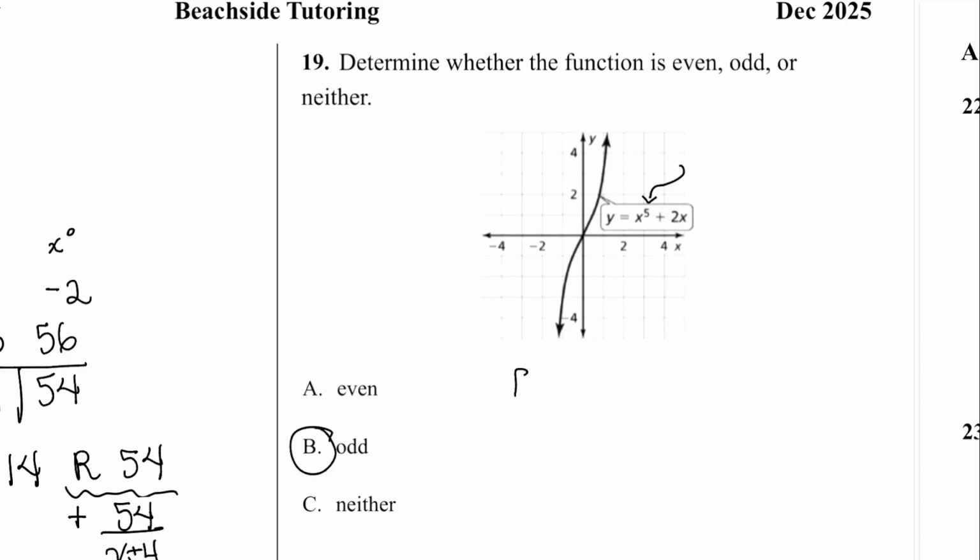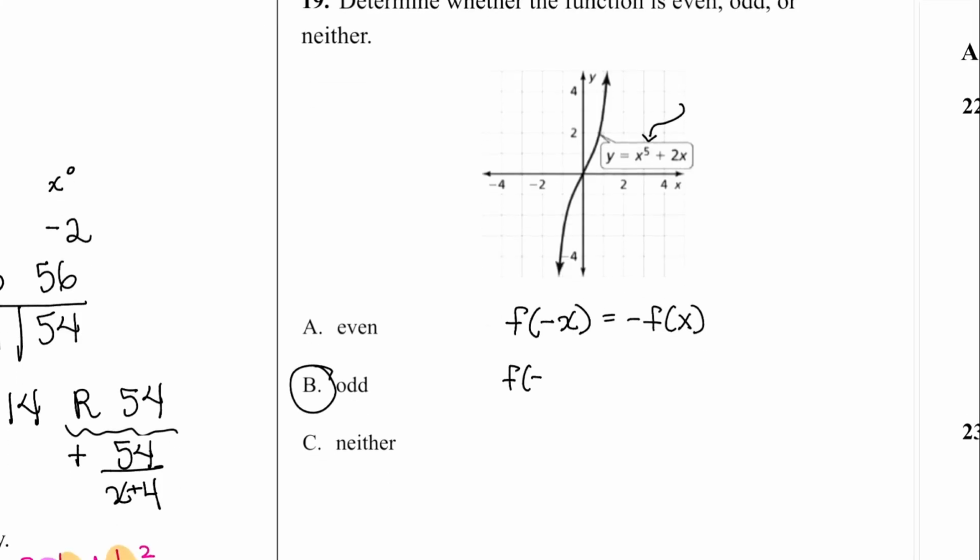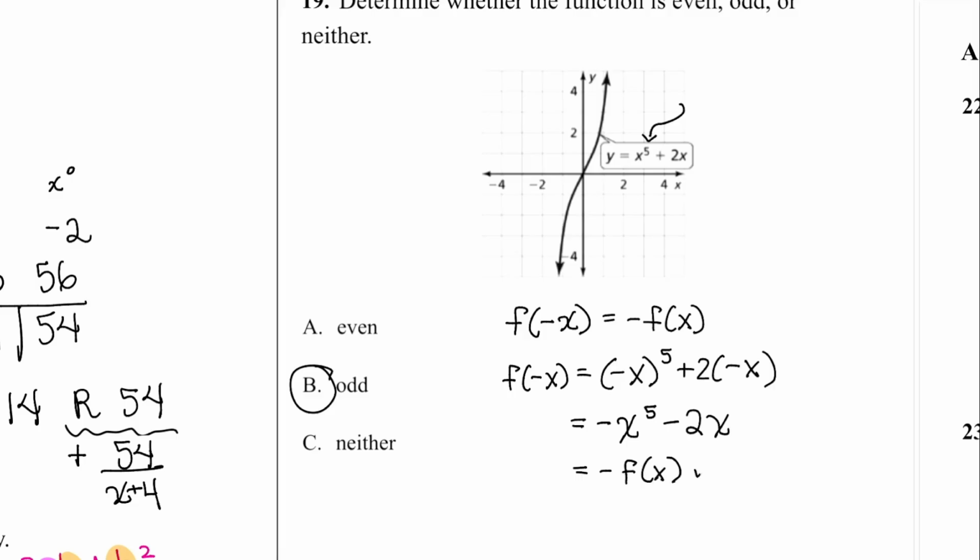But if you wanted to algebraically figure this out, an odd function says that when we plug in negative x for x, we get the negative version of our function back. So since we have the equation there, if we plug in negative x everywhere that there's an x, you will see here that we're going to have negative x to the fifth minus 2x, which is exactly the negative version of our original function. So it's odd. Number 21, simplify the expression 32 to the negative 2/5 power.